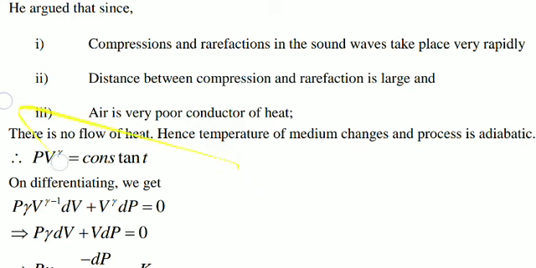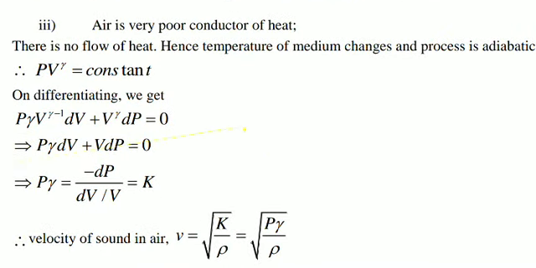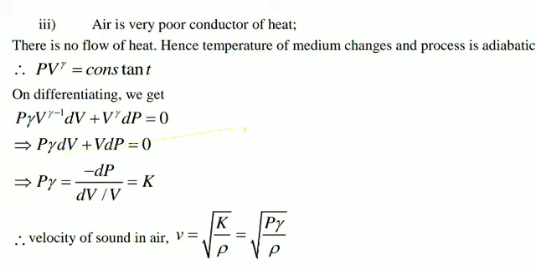Now differentiate this particular equation. First function into differentiation of second: differentiation of second will be gamma into V raised to power gamma minus 1, into the differential of V, that is dV, plus second function, that is V raised to power gamma, into the differential of first, that is dP, and the differential of constant will be equal to 0. If you arrange these equations, finally what we get is P into gamma equal to minus dP upon dV by V, which is nothing but stress divided by strain, and it is equal to the bulk modulus K.